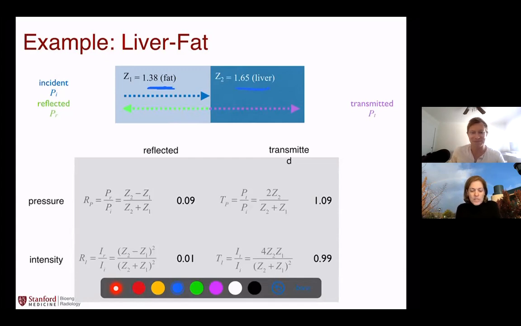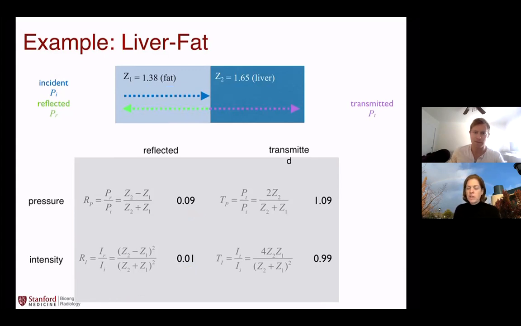And then what we see is that about 9% is going to get reflected back in terms of the pressure, which means that in terms of intensity, only about 1% is going to get reflected back. So most of the ultrasound beam is going to get transmitted through that interface. It's not really something that we worry about too much for ultrasound imaging. That soft tissue to soft tissue, whether it's fat, liver, kidney, those numbers are all very similar, and we're not going to have huge reflections.